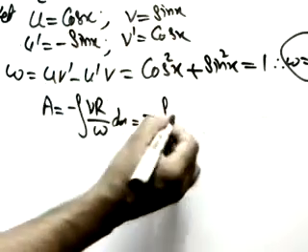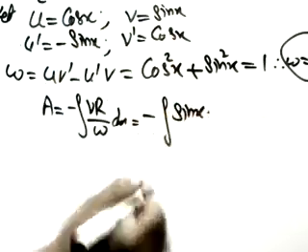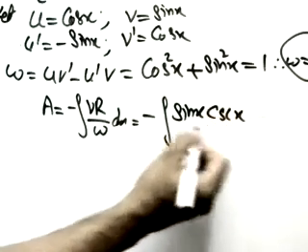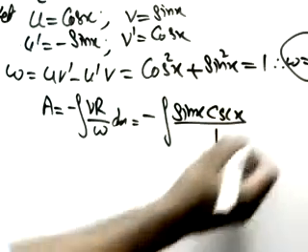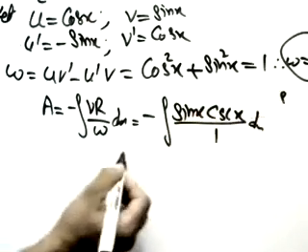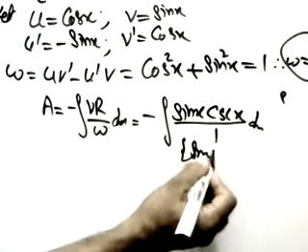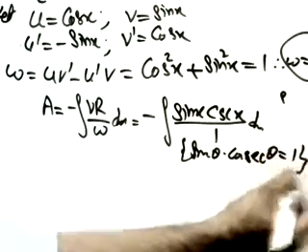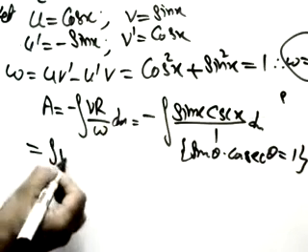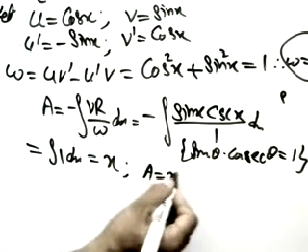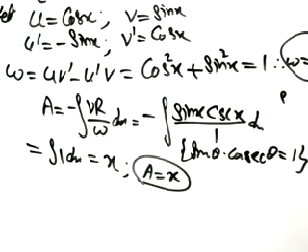What is the value of v? We supposed v is sin x. So sin x, and in the starting we denoted r as cosec x, divided by w, which is 1. It's so easy. Why? Sin theta into cosec theta is 1. Therefore, this will become 1. So this is integration of 1. Integration of 1 is nothing but x. Therefore, we get the value of a as x.